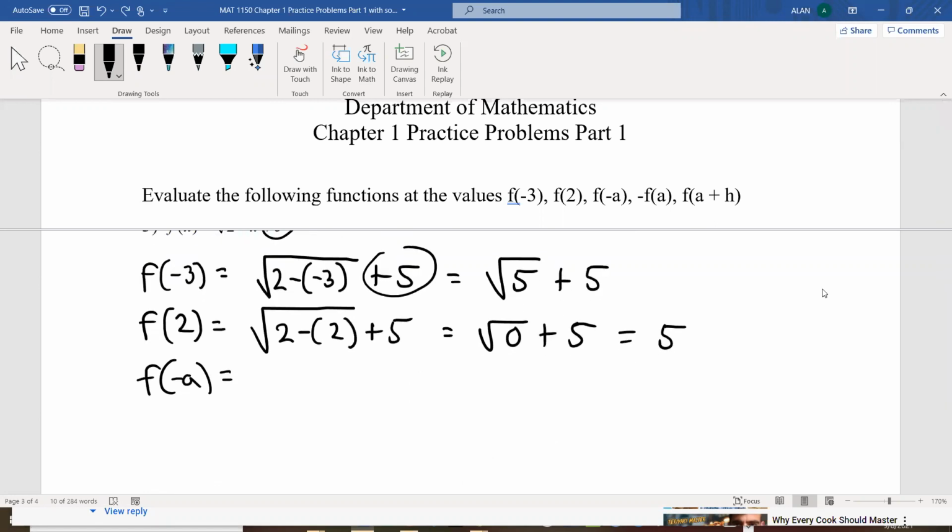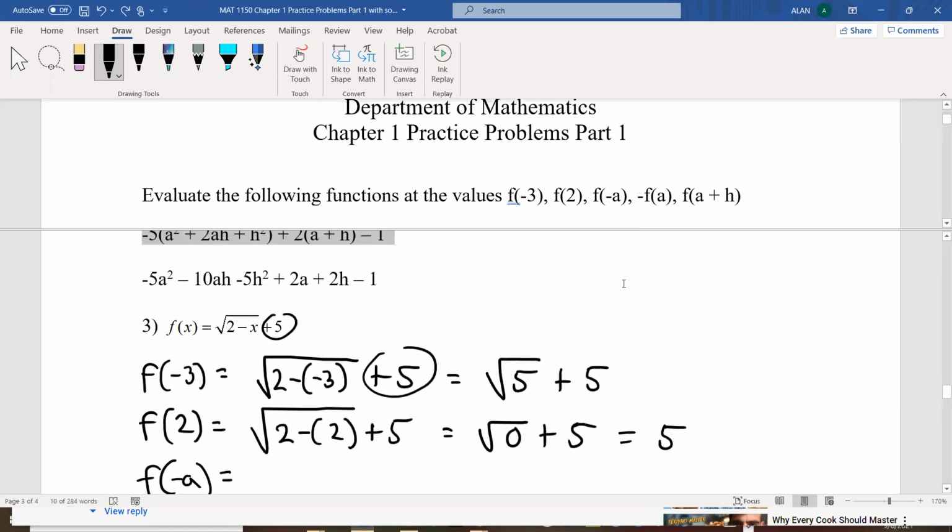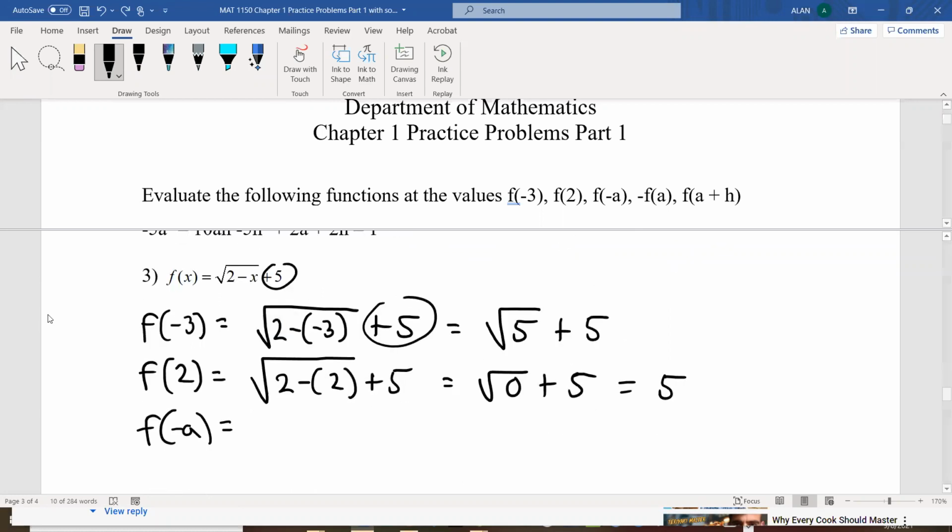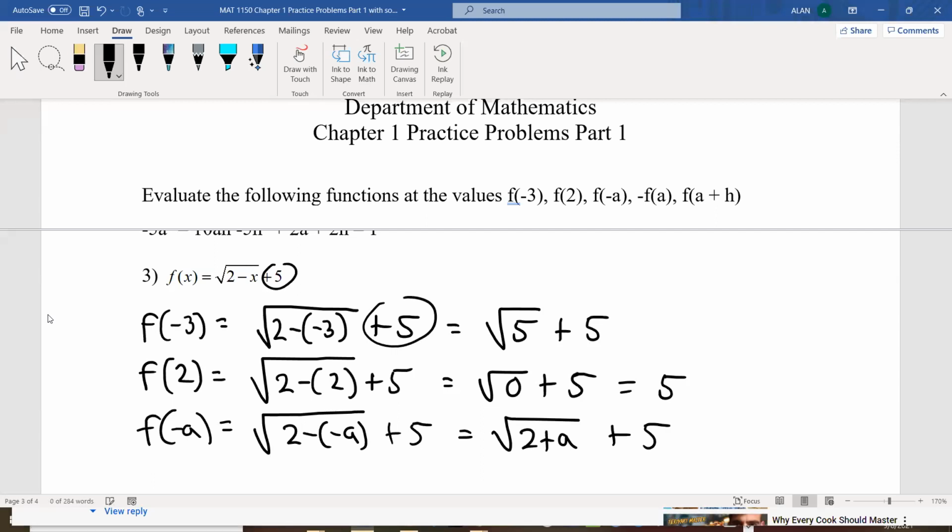All right, now here, what we're doing is we're going to have radical 2 minus a. So this one is very simply radical of 2 plus a under the square root sign, plus 5.